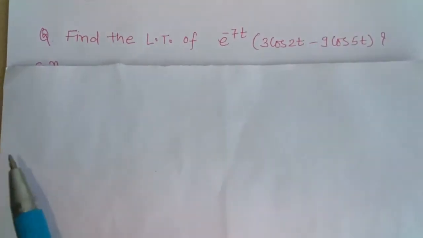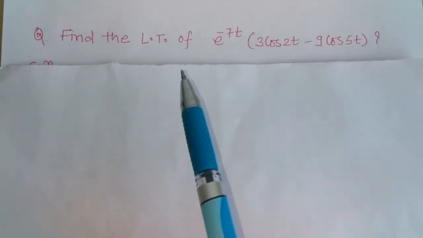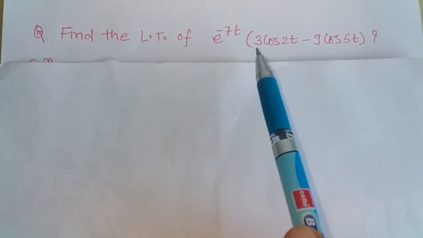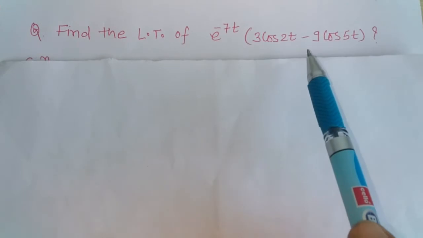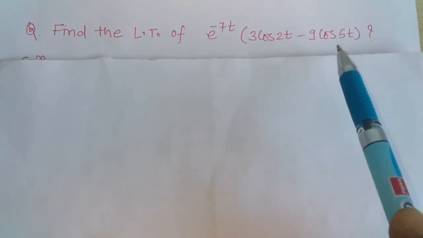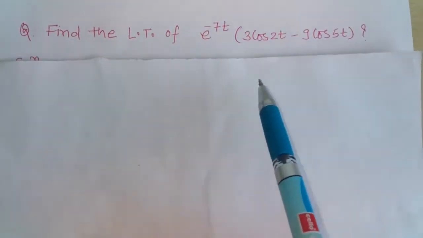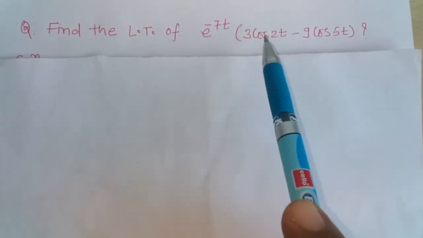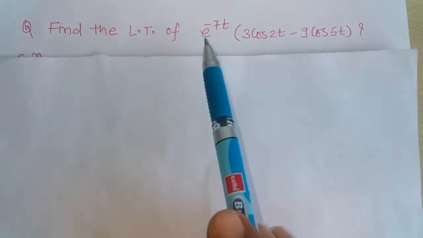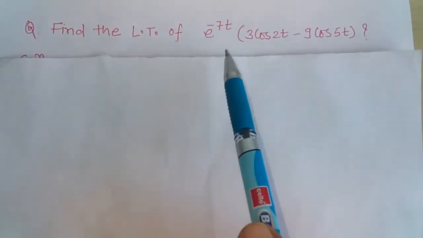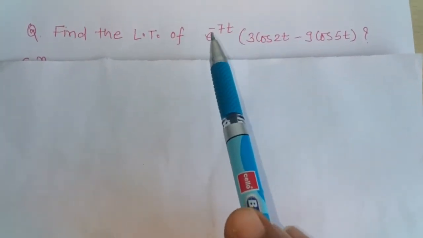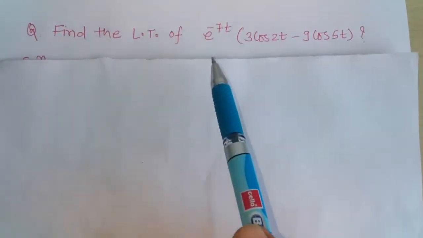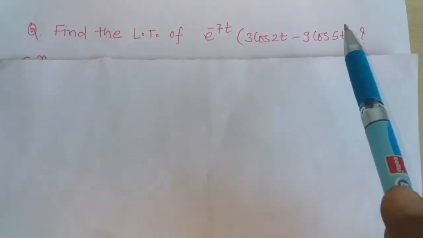Next question is, find the Laplace transform of e raised to minus 7t multiplied by (3 cos 2t minus 9 cos 5t). So here again we have a product term, product of two functions, out of which one is exponential function. So to find the Laplace transform of this expression, we must use first shifting theorem.